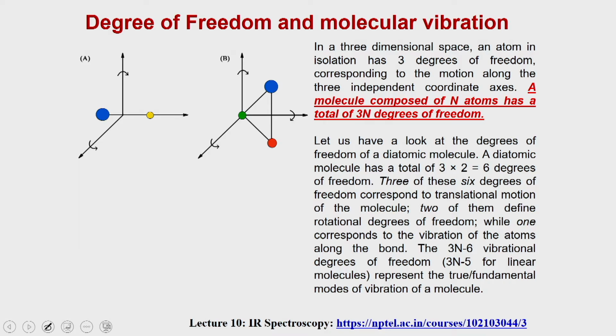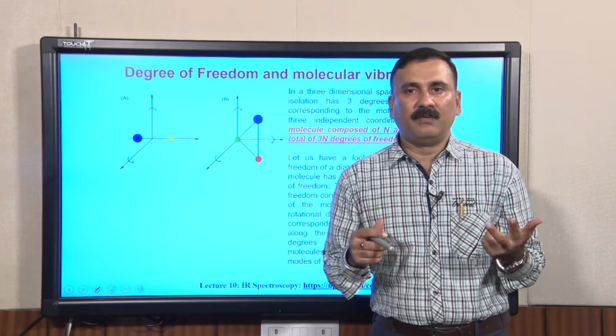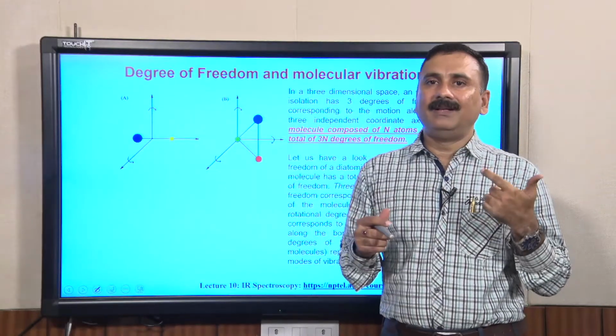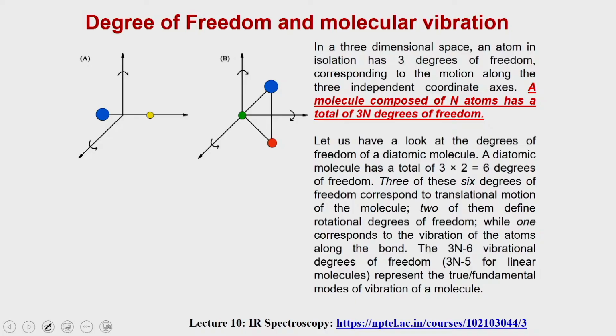So, IR spectroscopy depends on two phenomena. One is the degree of freedom and the molecular vibrations. In three-dimensional space, an atom in isolation has 3 degrees of freedom corresponding to the motion along the 3 independent coordinate axes, which means the atom can move in the x, y and z directions.